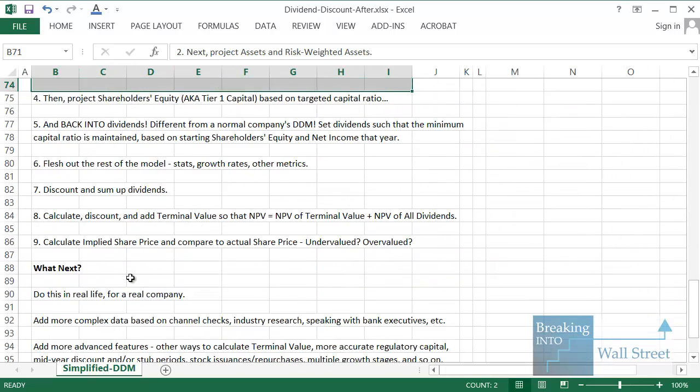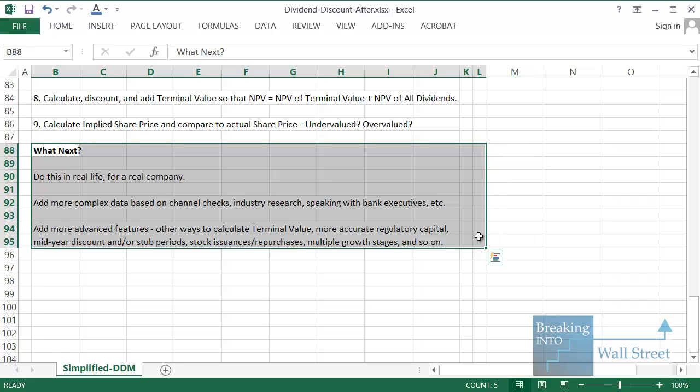So that's it for this lesson. What you do next is, in real life, of course, you do this for a real company. You look at their real historical financials. You would come up with more complex data and assumptions based on channel checks, industry research, speaking with the bank's executives, and you could add more advanced features. Other ways to calculate terminal value, more accurate regulatory capital calculations. You could add a mid-year discount or stub period to the dividend discount model. You could look at stock issuances and repurchases, because those are also going to affect regulatory capital, multiple growth stages. You could have multiple different scenarios. So there's a whole lot you can add, but at least now you understand the basic concept and the high level idea behind a dividend discount model for commercial banks.